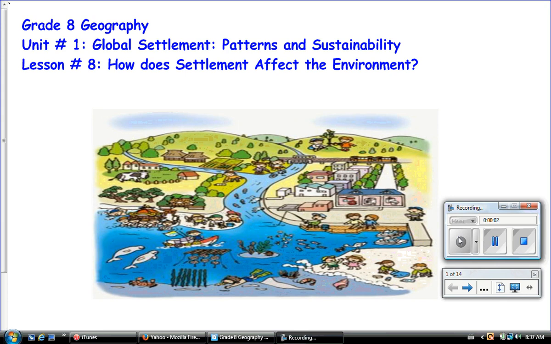Welcome back to Grade 8 Geography, Unit Number 1, Global Settlement, Patterns, and Sustainability. This is Lesson Number 8. How does settlement affect the environment?